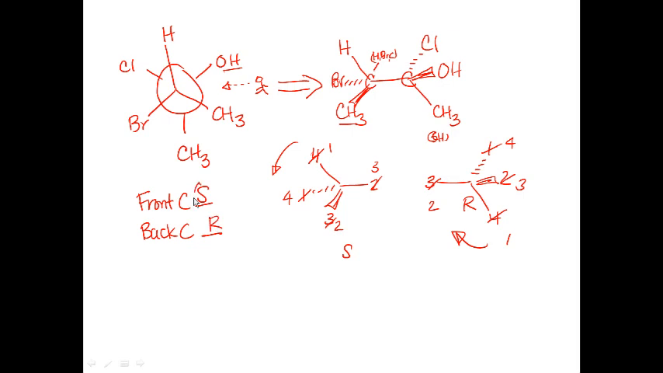So the front carbon had the S configuration. The back carbon had the R configuration. Okay, so when we're given a Newman projection like this, we can just convert it to this sawhorse representation, split the 2 carbons in half, determine left, which was front, and then right half, which was the back. Okay, this blank slide means that it's time for you to try a problem.